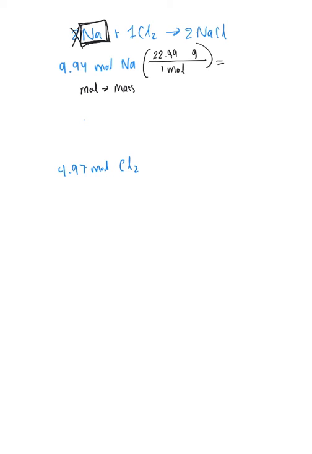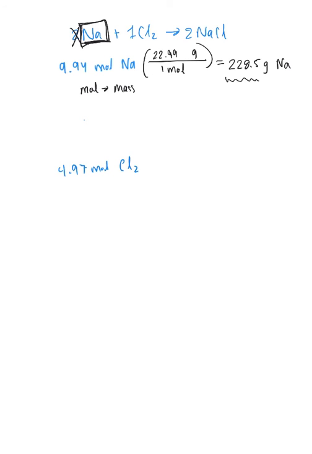So 9.94 times 22.99 is 228.5 grams. So we can say 229 grams of Na. So I need 229 grams of Na in order to make the 9.94 moles of NaCl, which remember they asked originally for 581. So 228.5 grams of Na would make 581 grams of sodium chloride.